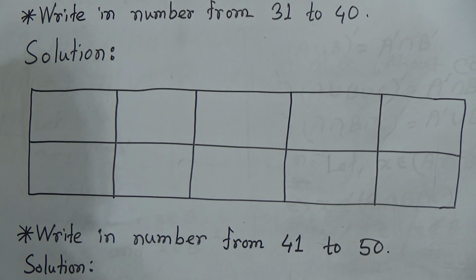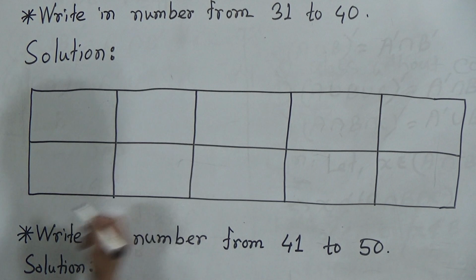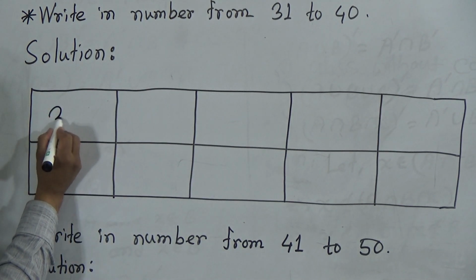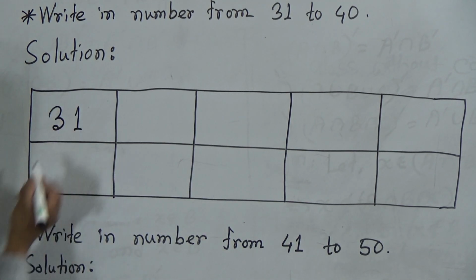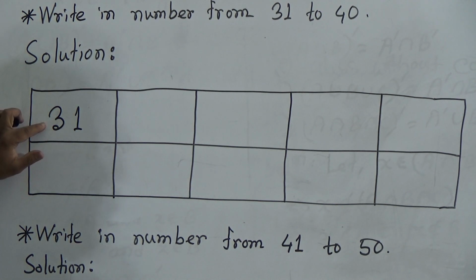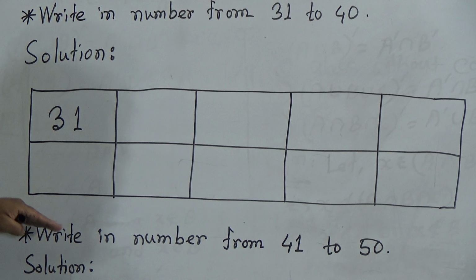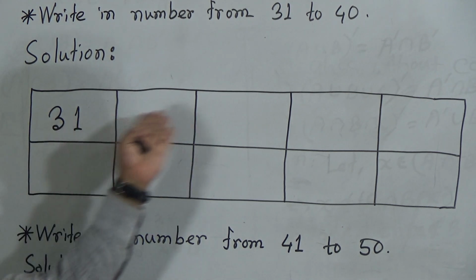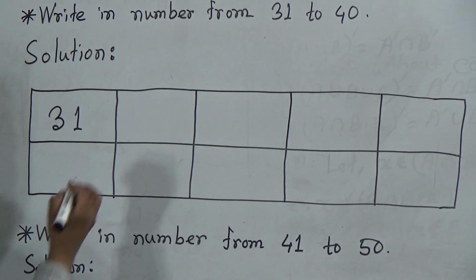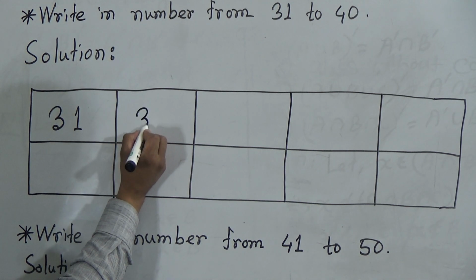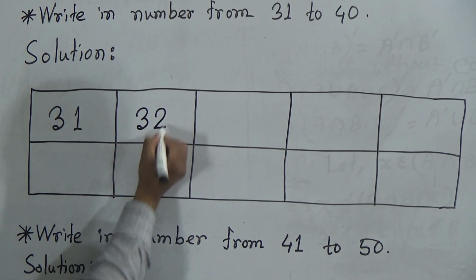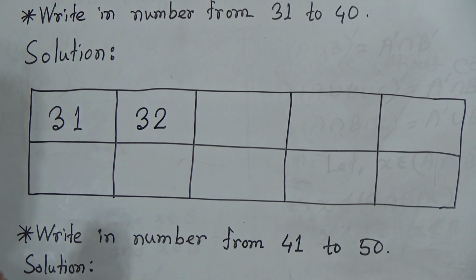The first number is 31. The first number is given here, 31. So the first box must be filled up with the number 31. After 31 we have 32. My dear students, we will write it in the next column. We will not write in the next row. We should first fill up this first row. So in the next column we will write the number 32. 3 and 2 makes the number 32. You can say that 3 tens and 2 ones makes the number 32.